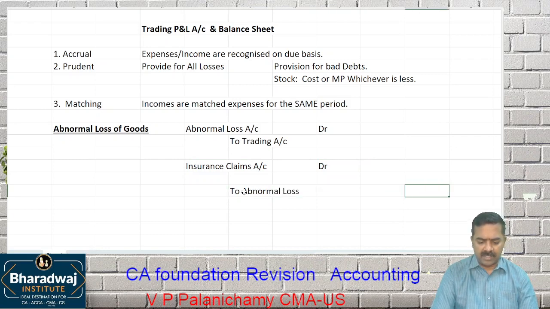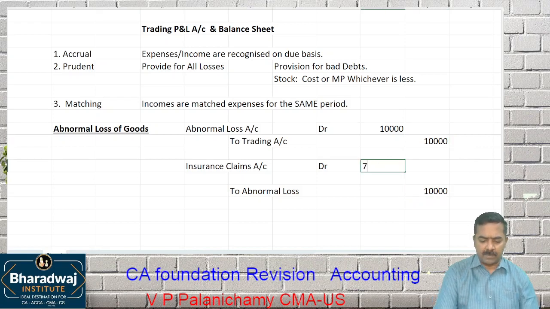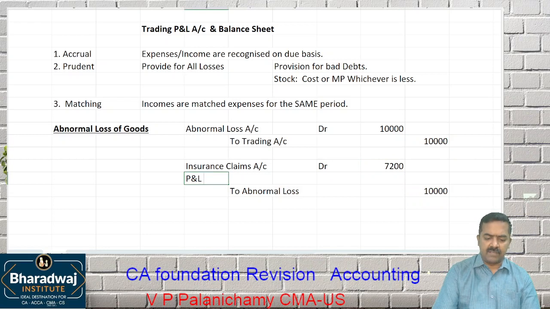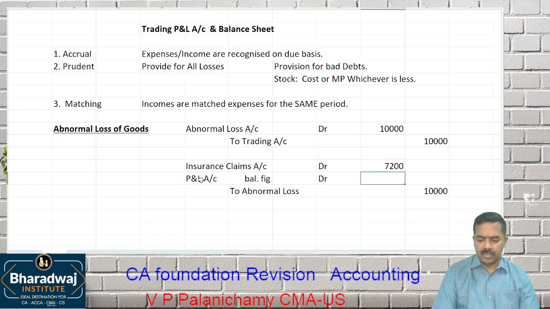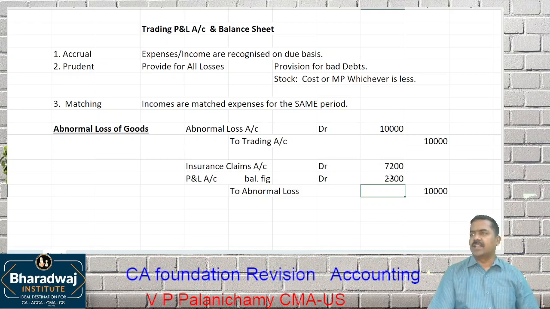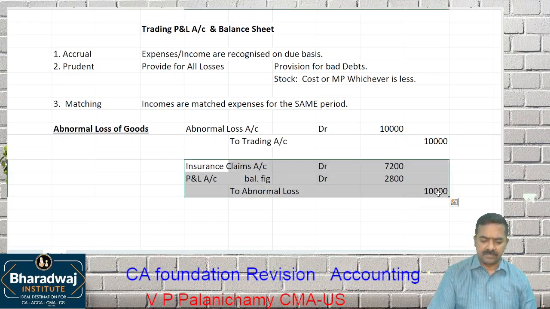Let's assume abnormal loss is 10,000. First, we record the abnormal loss in which account? Trading account. Abnormal loss account debit to trading account 10,000. Let's assume insurance company agreed to 7,200 rupees. The balance will be charged in which account? P&L account. The balance loss will be charged in P&L account. So recognize the loss in trading account. After adjusting insurance claims, the balance loss is recognized in which account? P&L account.